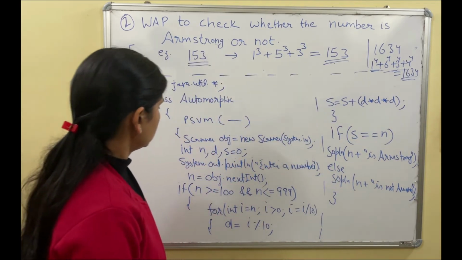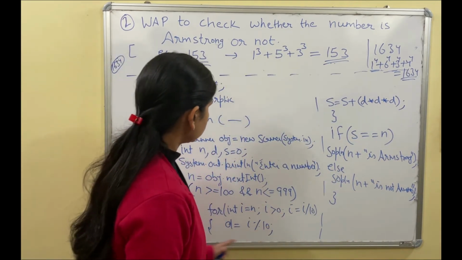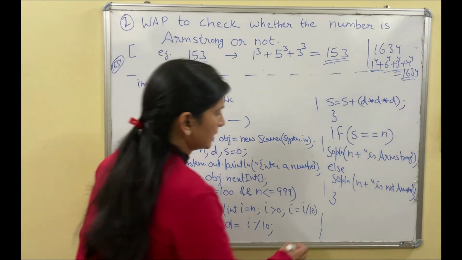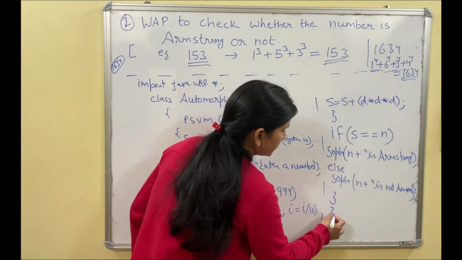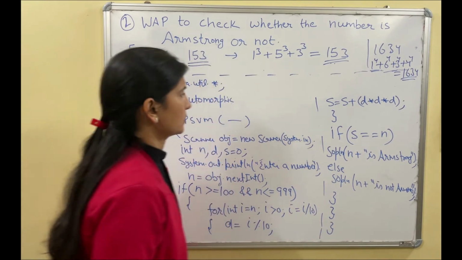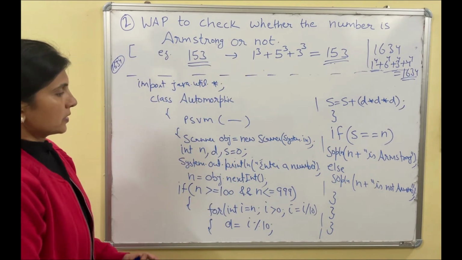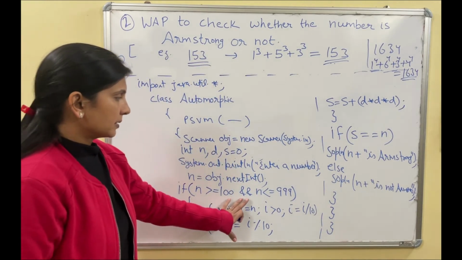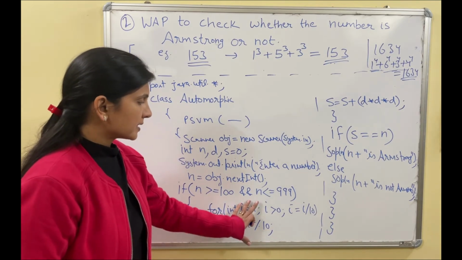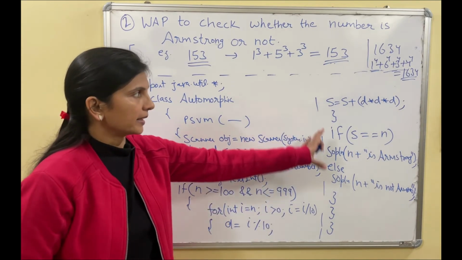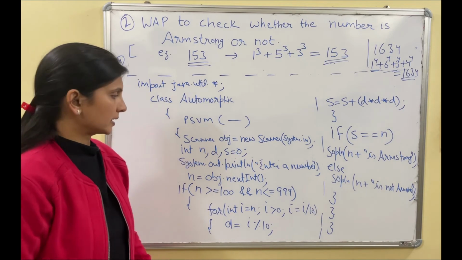Then we have closed what? If we have closed, then main close, then class close. So in this, first we have applied whether the number is 3-digit or not, and then we have applied this method. I hope it is clear.